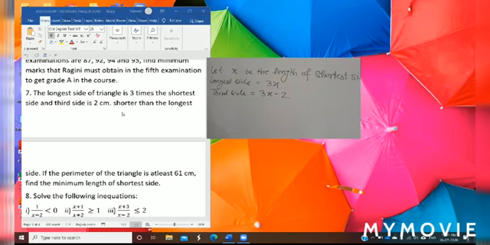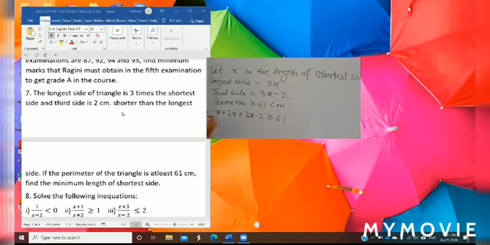Okay, now the perimeter is given. The perimeter of the triangle is at least 61 centimeters. So you write about that. Perimeter is greater or equal to 61 centimeters. Now, how do you find the perimeter? You have to take the sum of all the sides. So here you have x plus 3x plus 3x minus 2 greater or equal to 61.